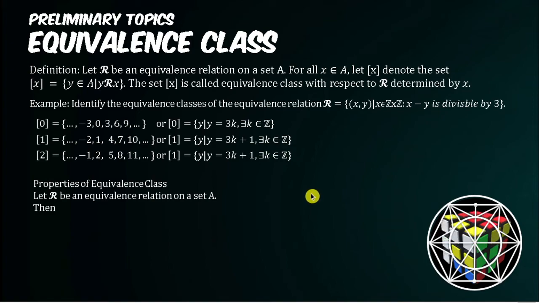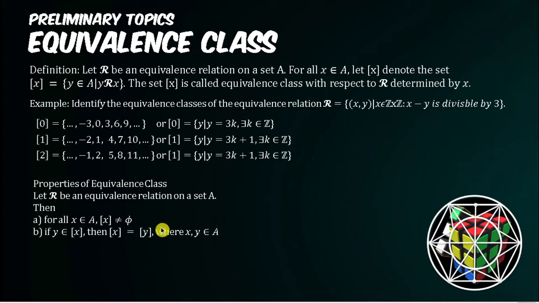Properties of equivalence class. Let R be an equivalence relation on a set A. Then the following properties are satisfied. Number 1, for all x element of A, the equivalence class determined by x on R cannot be equal to the null set. Why is that? Because for a relation to be an equivalence relation, it has to be working with a non-empty set, so it cannot be the null set.